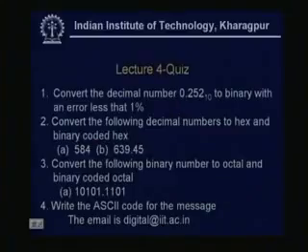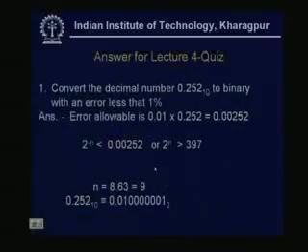We will continue the digital logic lecture 3, but before that we quickly go through the answers of the last day's lecture quiz. The last day's quiz, there were 4 questions given and we see the answers. The first question was to convert the decimal number 0.252 decimal to binary with an error less than 1%.